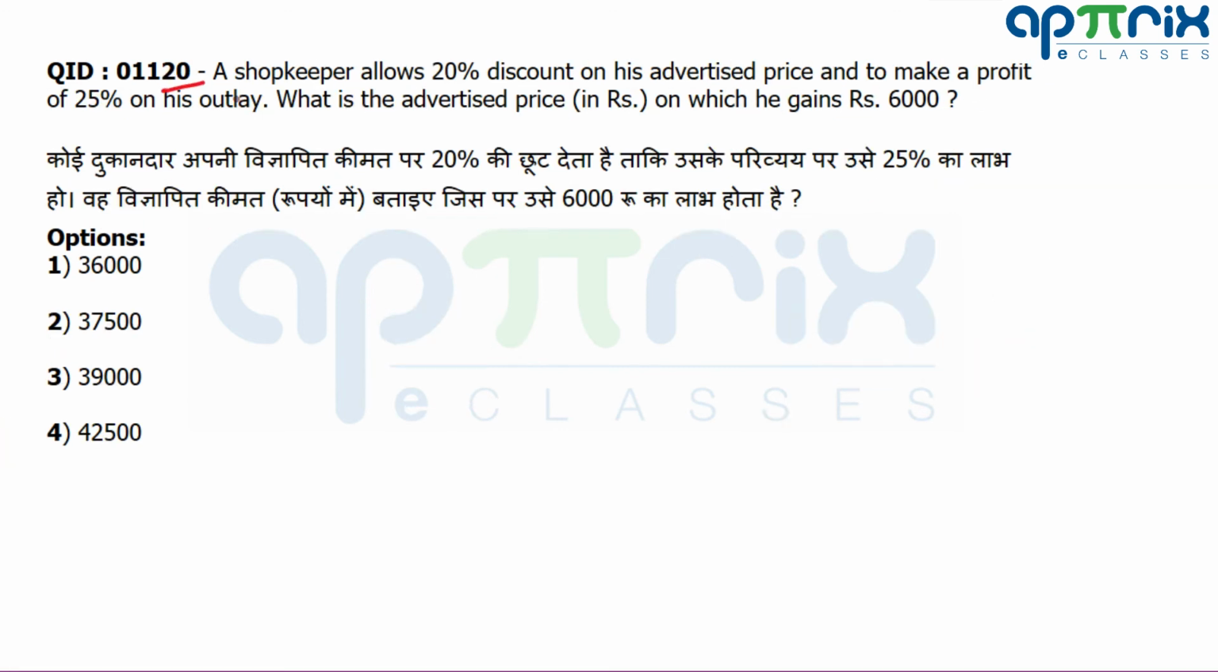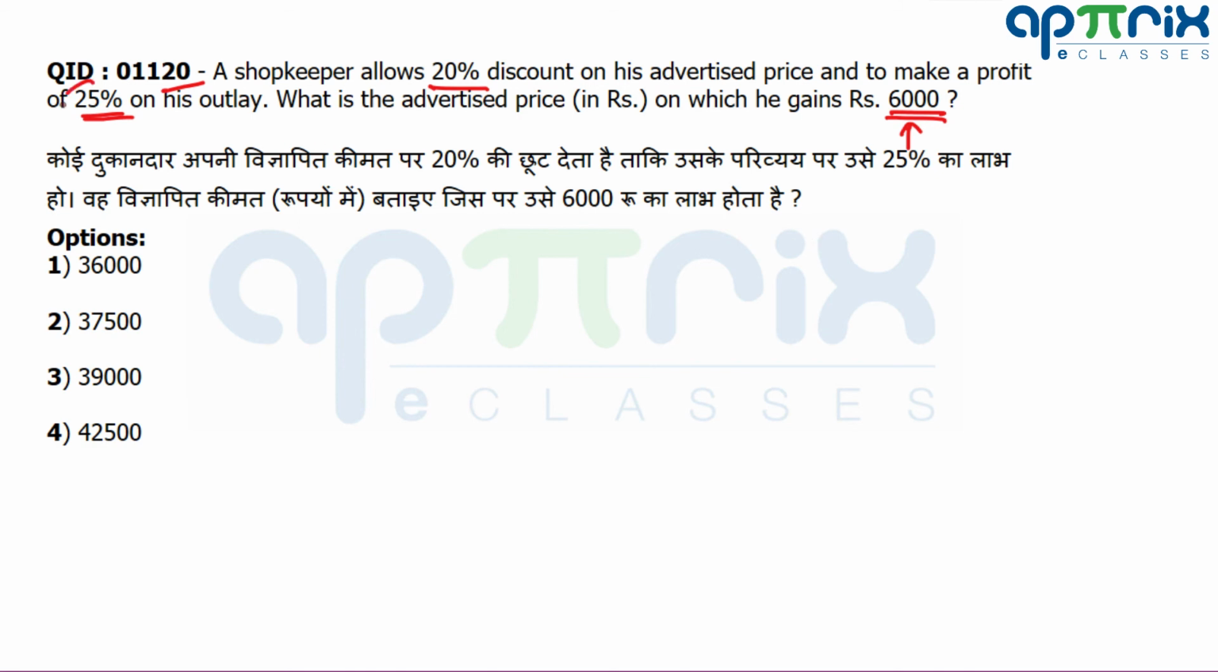Question number 20 now. A shopkeeper is allowing 20% discount on his advertised price and to make a profit of 25% on his outlay. What is the advertised price on which he gains 6,000? Now essentially what has been given is this 6,000. We have to equate this 6,000 to certain percentages so that we can get our answer. So let's see how we are going to proceed.